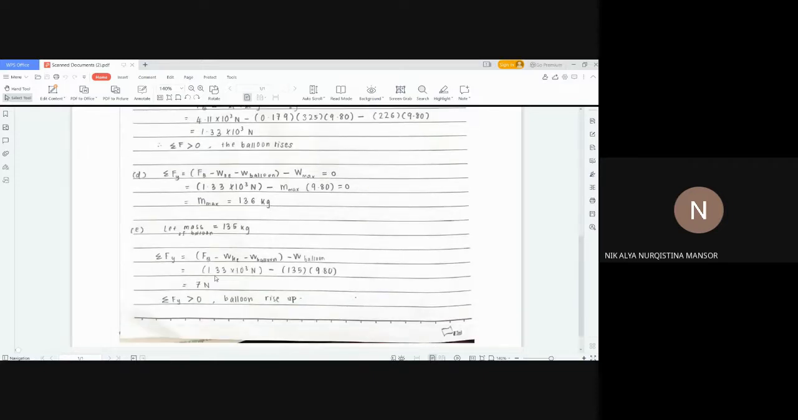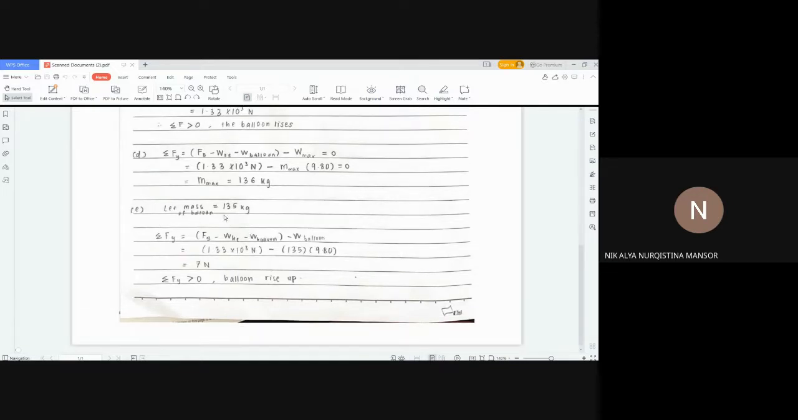Lepas tu untuk E, dia tanya what happens to the balloon if the mass of the load is less than the value calculated in part D. Saya masukkan mass yang kurang daripada 136, saya masukkan 135 untuk cari summation of F. Saya tolakkan 135 dengan darab 9.8 dapat 7 Newton. Summation of F dia masih lagi besar daripada 0, maksudnya balloon tu masih lagi rise up.